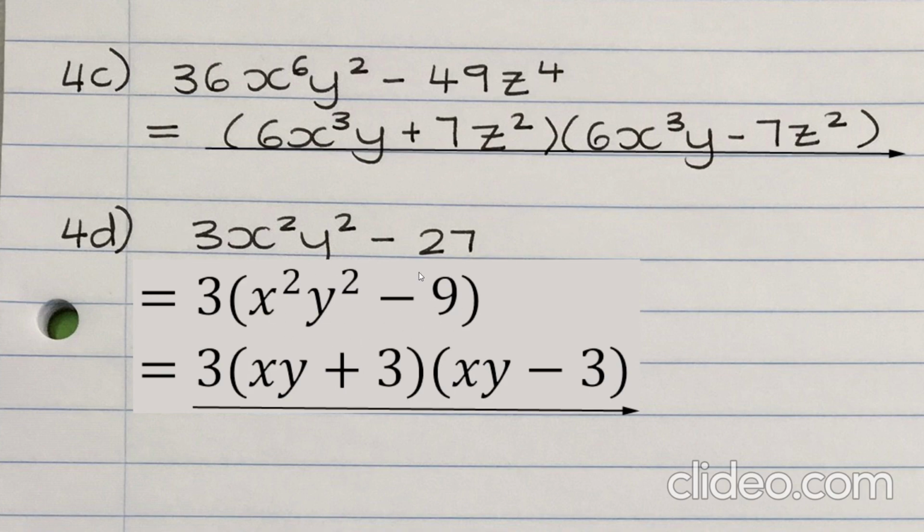And this is a difference of squares. Okay, so I open up my two brackets. One is positive and one is negative. Square root of 9 is 3. Square root here will just be xy, xy. Cool.